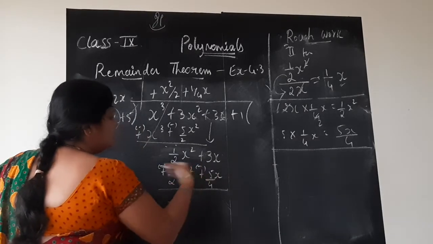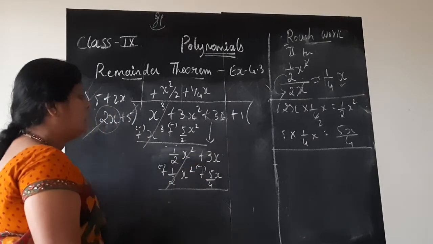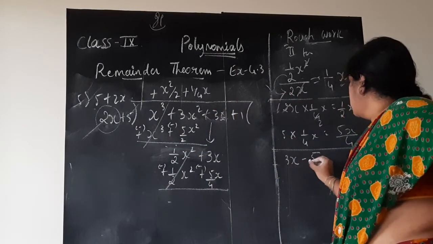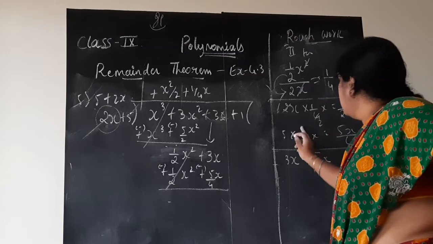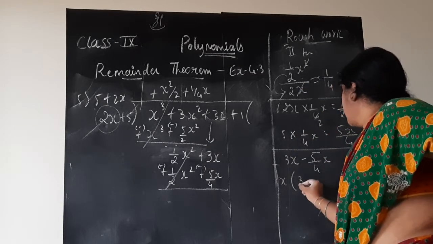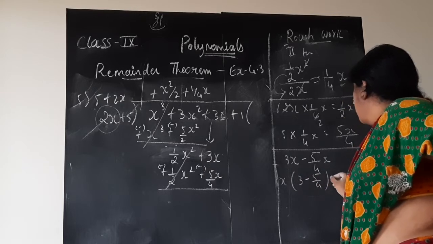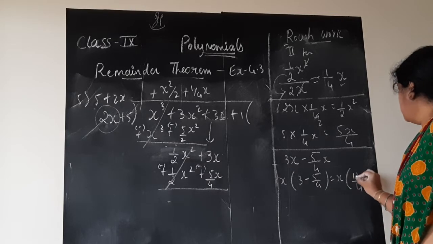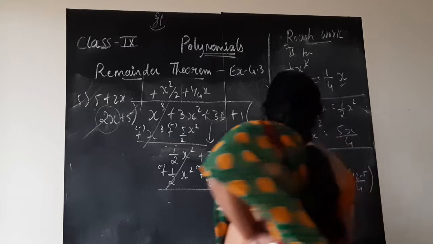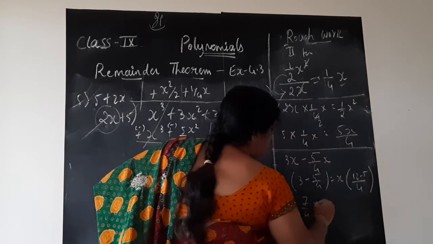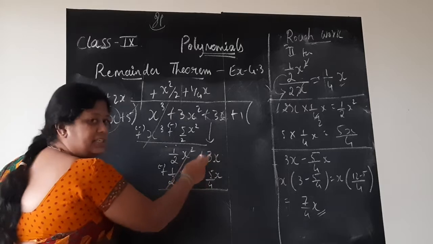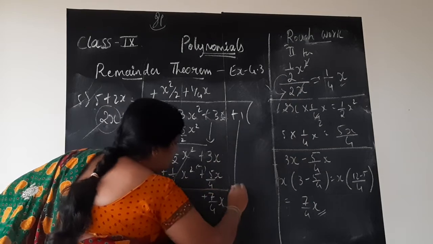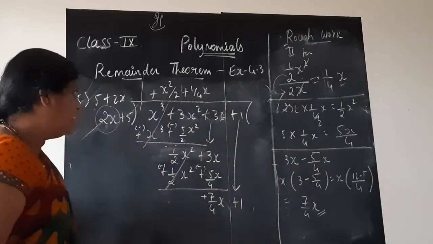If you change plus to minus, plus half x square minus half x square gets cancelled. Now what do I have here? 3x minus 5 by 4x. As we did here, if I take x out as common factor, 3 minus 5 by 4 comes. Taking the LCM, which is 4, 4 3s are 12 minus 5 by 4. How much is 12 minus 5? 7. 7 by 4x I got. So plus 3x minus 5 by 4x is plus 7 by 4x. Bring down the last term, that is plus 1.